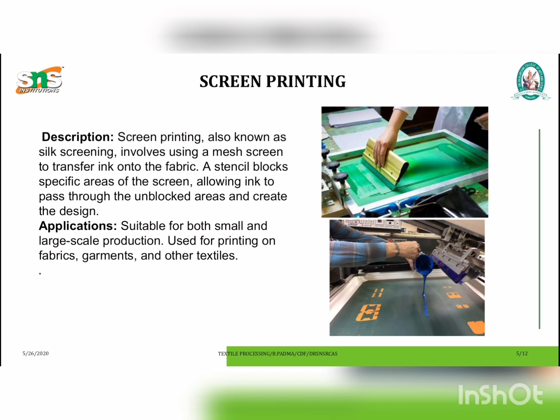First, screen printing. Screen printing, also known as silk screening, involves using a mesh screen to transfer ink onto the fabric. A stencil blocks specific areas of the screen, allowing ink to pass through the unblocked areas and create the design. The applications are: it is suitable for both small and large scale production, used for printing on fabrics, garments and other textiles.